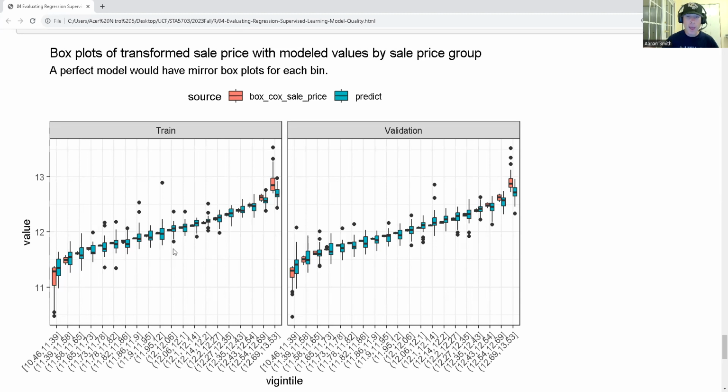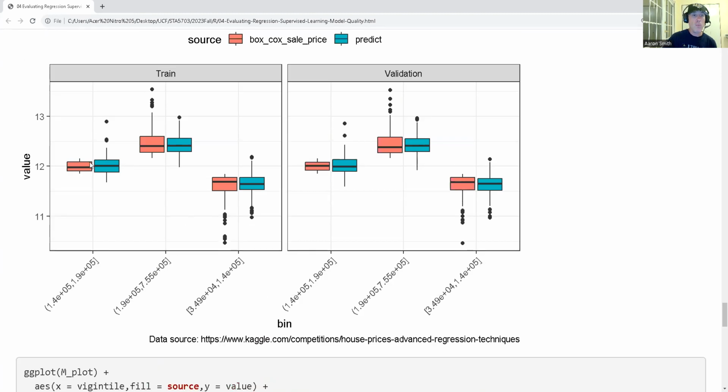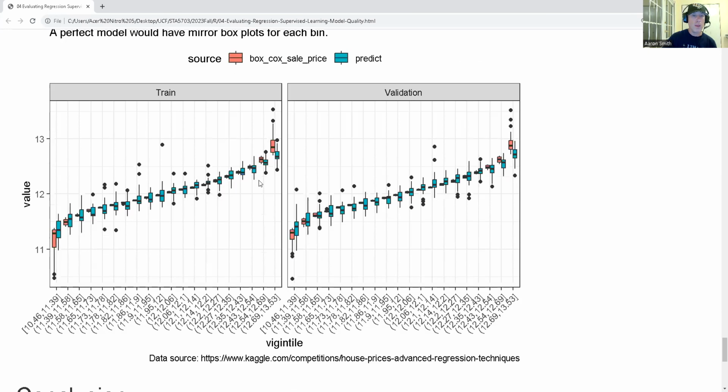If I had perfect models, the boxes would be mirror images of each other. Let me scroll up. If I had perfect models, these two boxes would be mirrors of each other, these two would be mirrors of each other, and so on. Now I can look and see that in each of the buckets, I have substantially more variation in my predicted values than I have in my actual target variable. And that's normal. That's how it's going to play out most of the time.